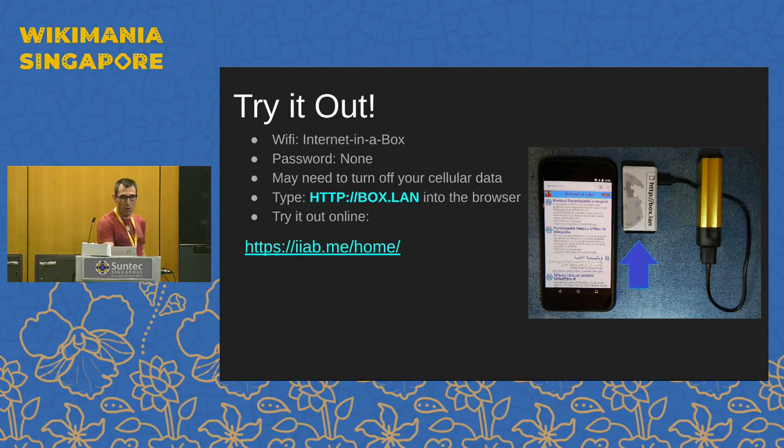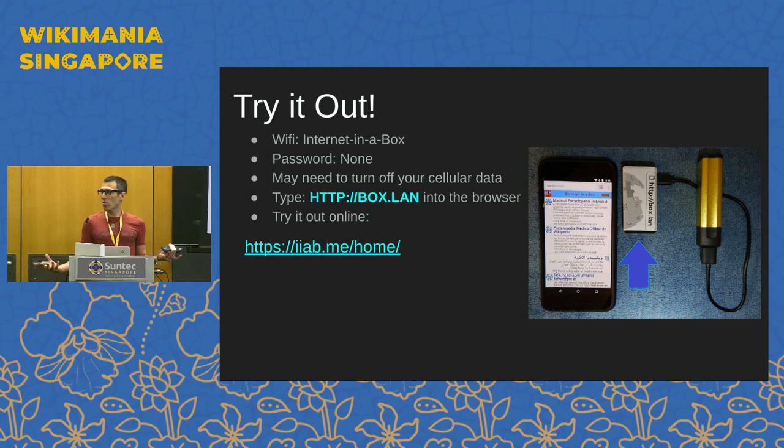Now, as I mentioned, we have an Internet in a Box here. If you pull out your phones and turn off your cellular data, you will see a Wi-Fi network called Internet in a Box. If you click on it, you will be able to log on to this miniature computer in my hand. And you will see two slices of information there. One is MDWiki, which is sort of a medical version of Wikipedia. And the other one is the whole English language Wikipedia.